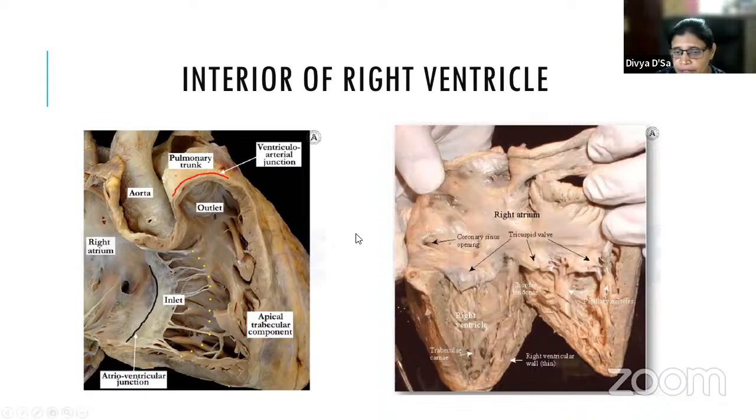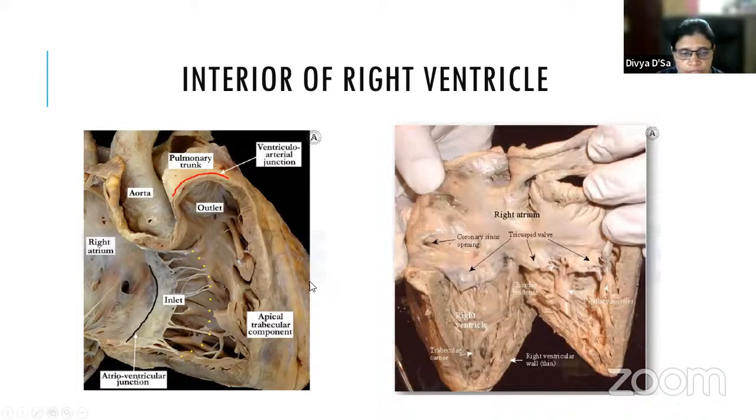Whereas from the ventricle, the blood has to go into the pulmonary trunk. So it has to pump against gravity, right? So this area will be smooth, for the easy flow. So the outlet is smooth.